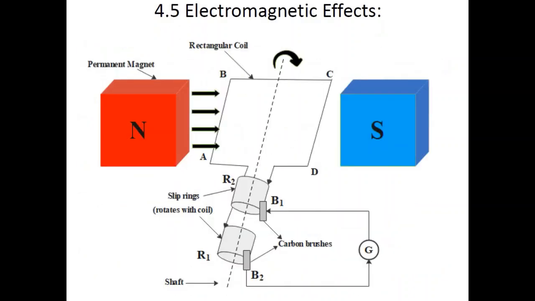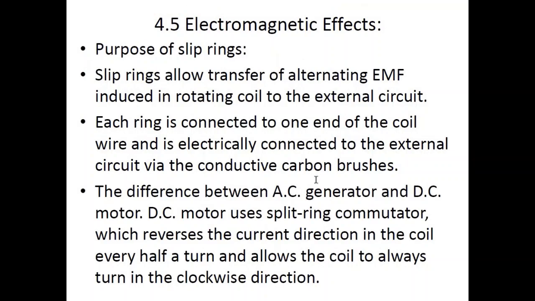This is the diagram for an AC generator. Here is the rectangular coil, here are the two poles, these are the carbon brushes, and this is the load. These rings are known as slip rings. They rotate with the coil. The purpose of the slip ring is to allow the transfer of the EMF induced in the rotating coil to the external circuit. Each ring is connected to one end of the coil and is electrically connected to the external circuit.